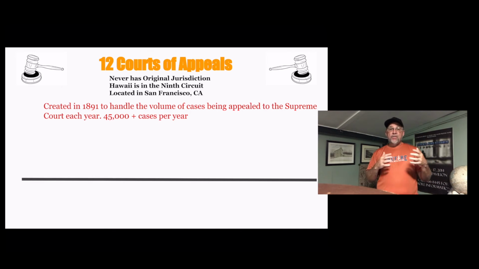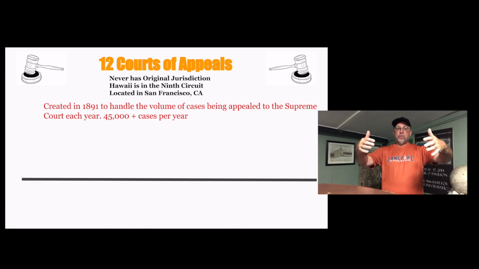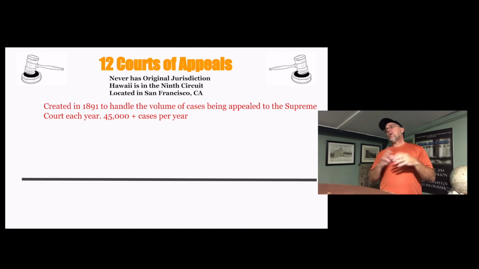So there's 45,000-plus cases coming to the Supreme Court each year. There is no way that the people in the Supreme Court can actually handle this volume of cases each year. So you have a group in each of these Court of Appeals, these 12 different Courts of Appeals throughout the United States. And each one of these Courts of Appeals basically acts as a filter.